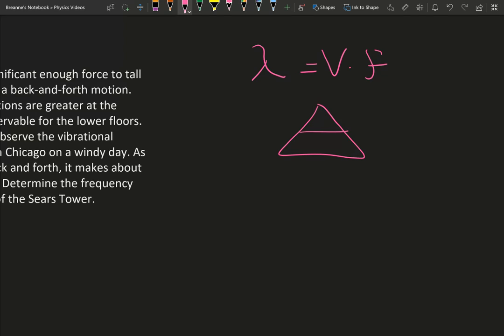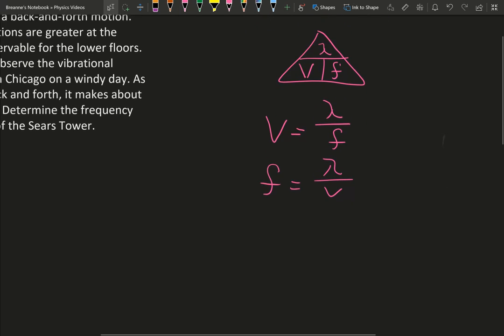You can make that into a triangle since there's only three. Your wavelength goes on top, velocity, and frequency. And if you cover up your velocity, you'll see that velocity equals wavelength divided by frequency. You cover up your frequency, and you see that frequency is wavelength divided by velocity. You can sit there and manipulate your equation that way.